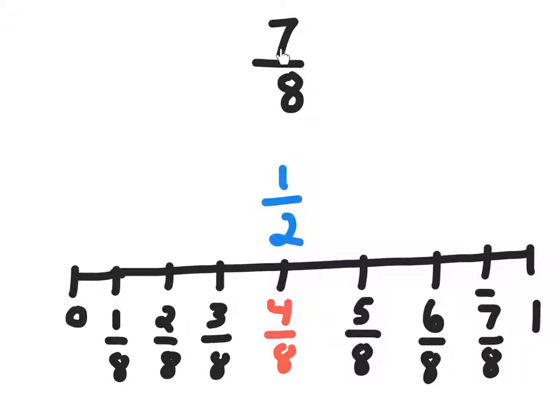So then you just look at your numerator and find where 7/8 is. So here's 7/8. Is 7/8 closer to 0, to 1/2, or to 1? Well, it's only 1 spot away from 1, 3 spots away from 1/2, and 7 spots away from 0. So clearly, in this situation, we would round 7/8 up to 1.